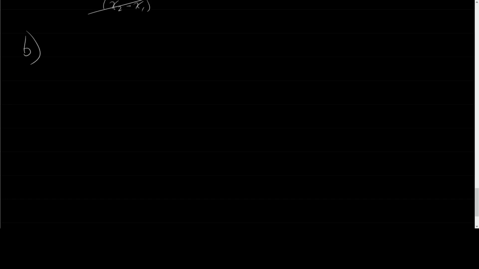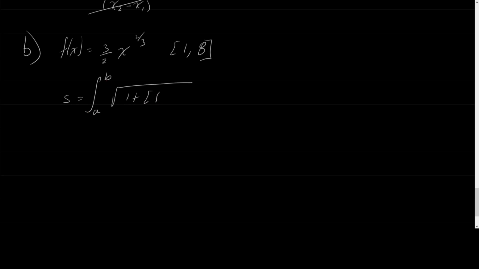So now, example B. Let's say I said find the arc length of the graph of this function, f of x equals 3/2 x to the 2/3 on the interval from 1 to 8. All right, so we know what the formula is for the arc length. The arc length is the integral from a to b of the square root of 1 plus f prime of x squared dx. Well, I need the derivative, so let's figure out what the derivative is.